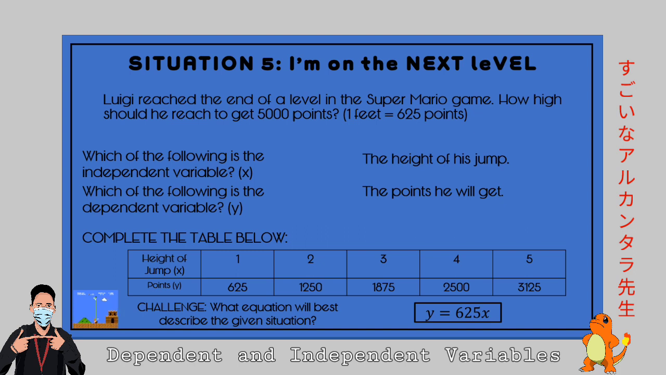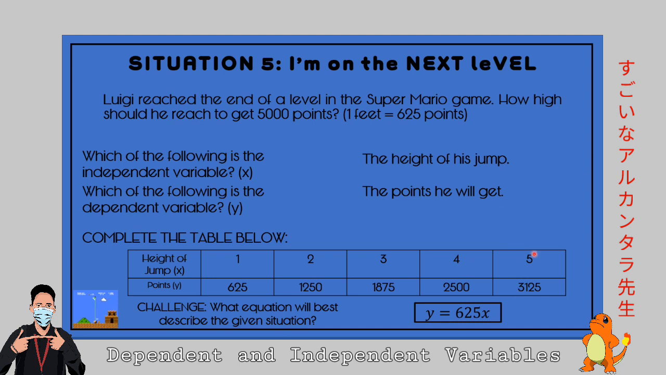And to answer the word problem, the same case, you're simply substituting the 5,000 points to y. So that will be 5,000 is equal to 625x. Apply the division property of equality, divide both sides by 625, and the answer there is 8. So for 8 feet, you're going to be able to get 5,000 points.